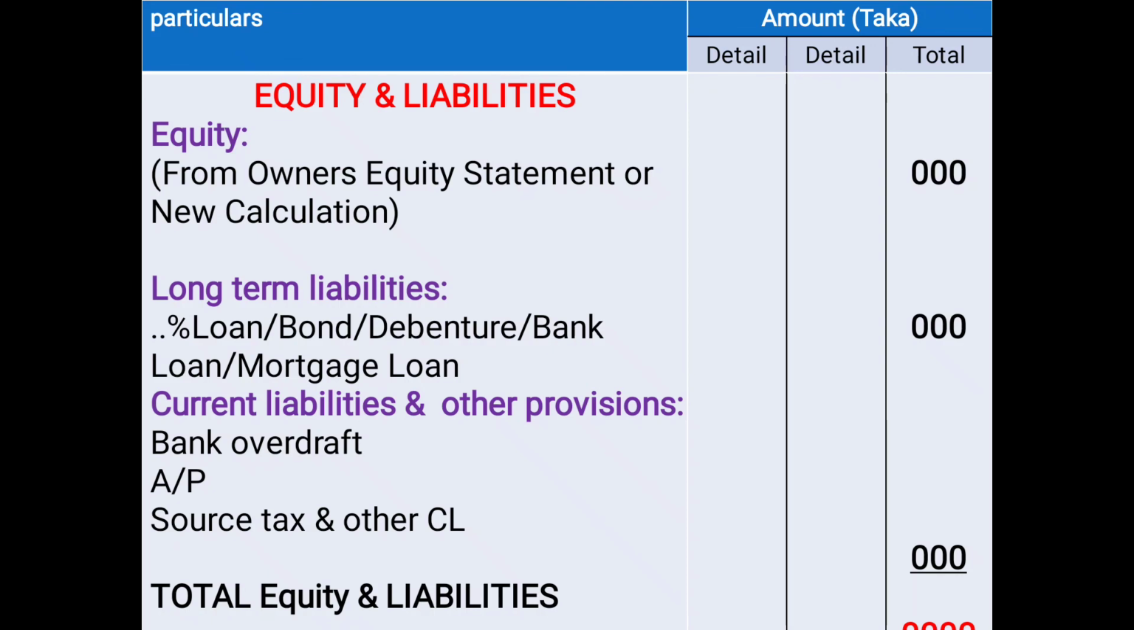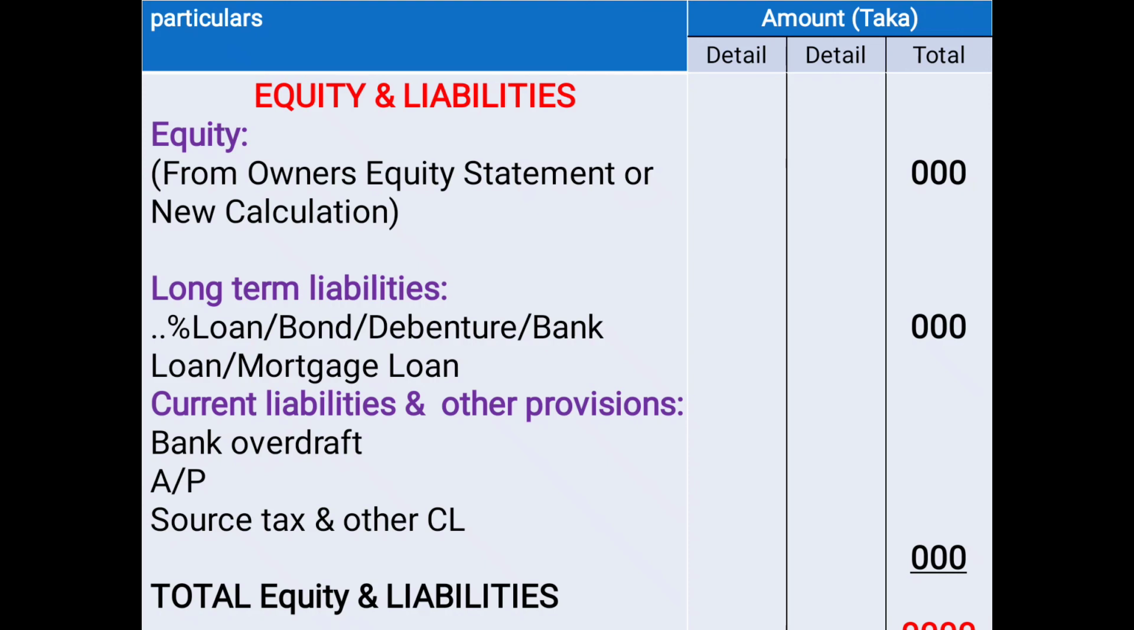Equity is from the owner's equity statement or new calculation. If it is not available, then you have to calculate it in a new way in this statement. Second head is long-term liabilities: percentage of loan, bond, debenture, bank loan or mortgage loan are included in long-term liabilities. Current liabilities and other provision: bank overdraft, accounts payable, source tax and other current liabilities. This amount is total equity and liabilities.